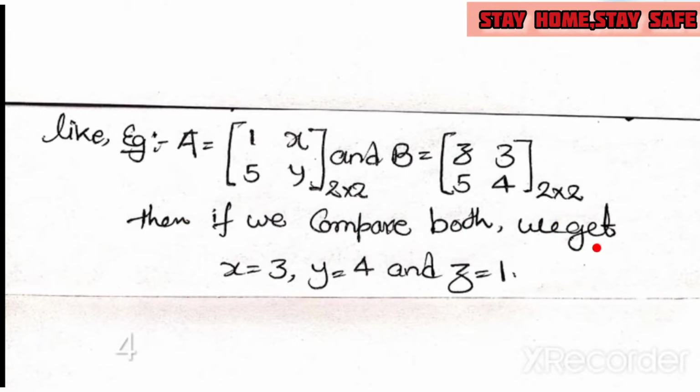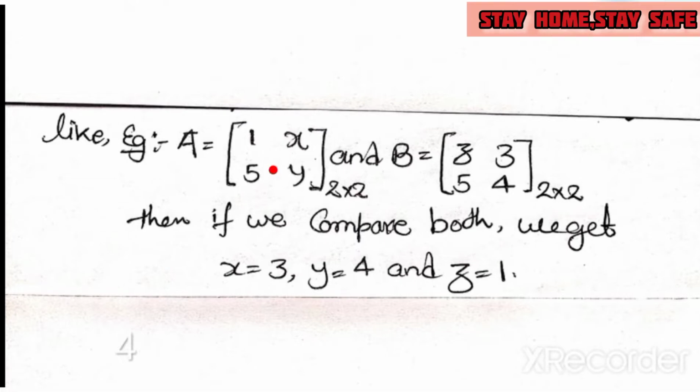To get the values of x, y and z as given here. In this, x, y and z are unknown, we do not know the values of x, y and z. So if the matrices are equal, we must equate them and we can find out the values of x, y and z. So by equating them, at the position of a12, that is the x position, we have 3 in the matrix B, so we can say x is equal to 3.